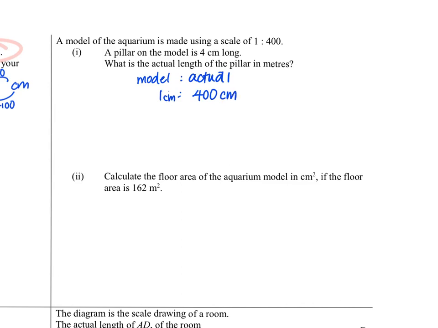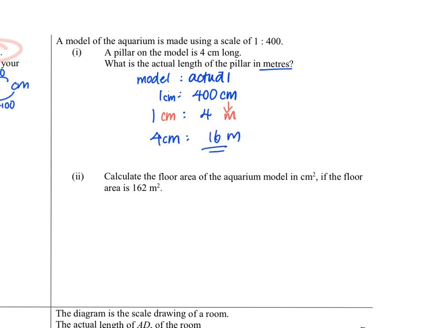So if I want to find 4 cm and they want the units to be in meters, I always have a habit of changing the units first, so that I will not make mistakes, right? So I'll keep this as 1 cm, but I'll change from cm to meters. So divide by 100, and this is 4 meters. So now if I want 4 cm, that will be 16 meters.